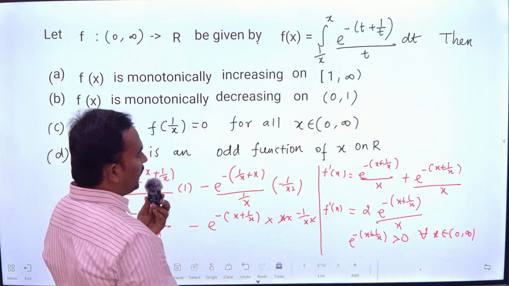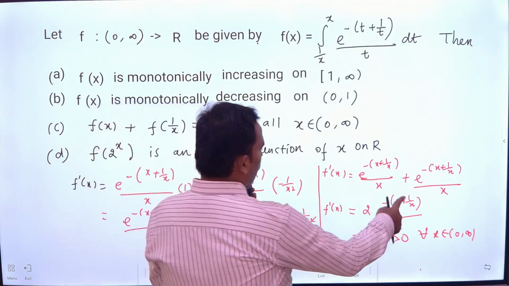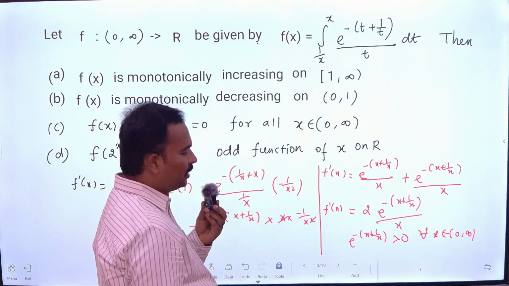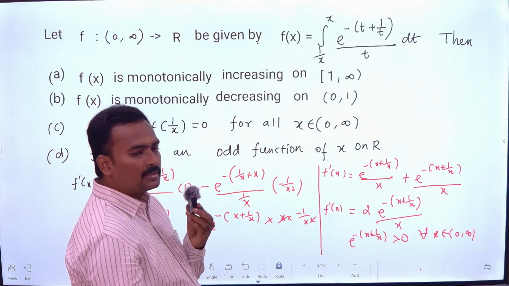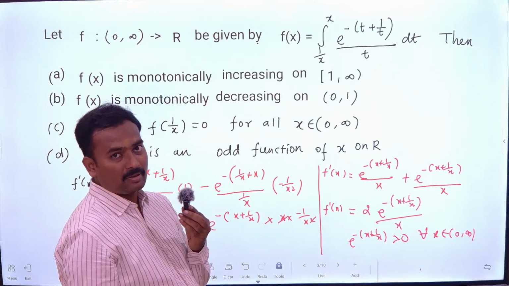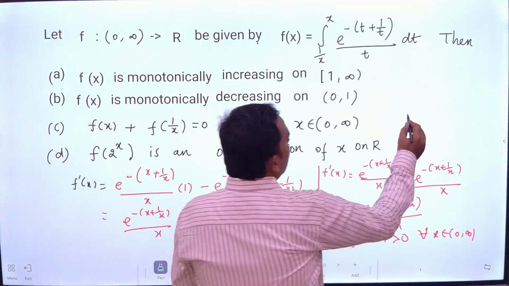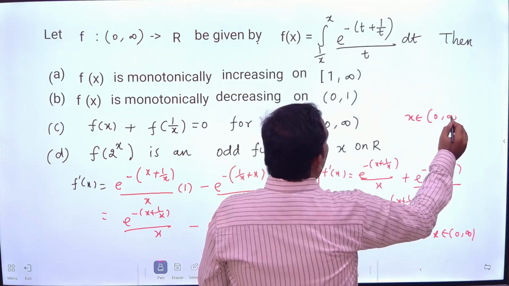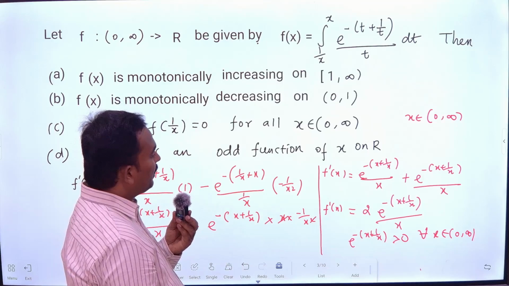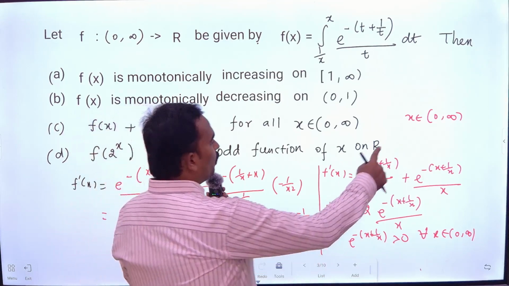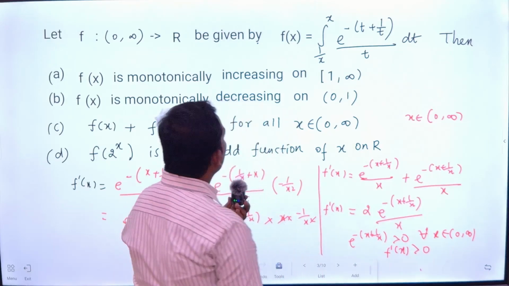And also you can see f dash of x depends on the 1 by x, because you know that 2 is positive, e power something is always positive, and it depends on the x only. Whether f dash of x is greater than 0 or less than 0, x is the deciding factor. But here x belongs to what? x belongs to 0 to infinity, open interval. So you need not take the negative numbers. If you take any real number in the open interval 0 to infinity, f dash of x is always greater than 0.